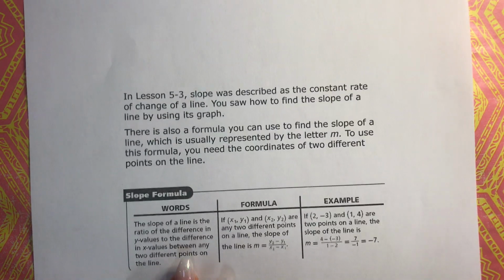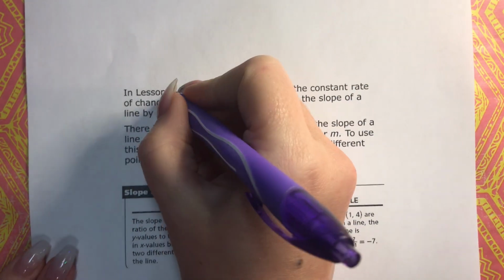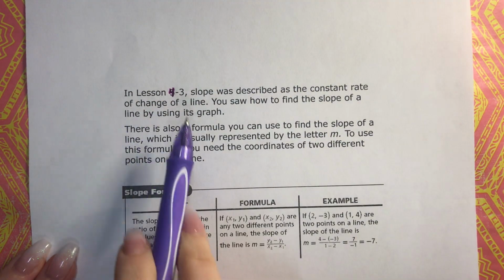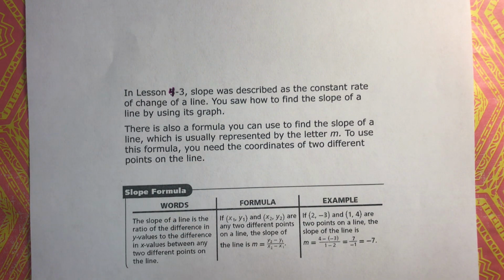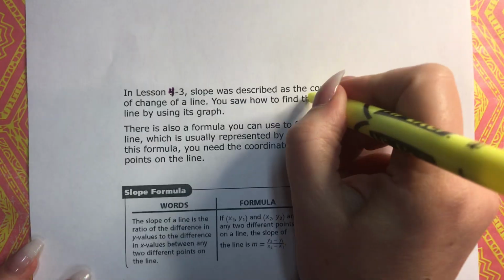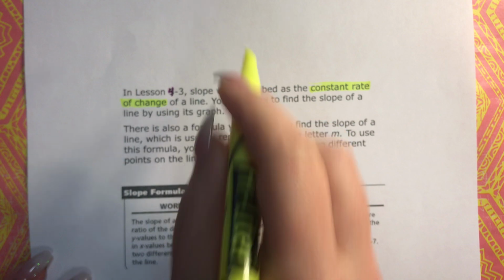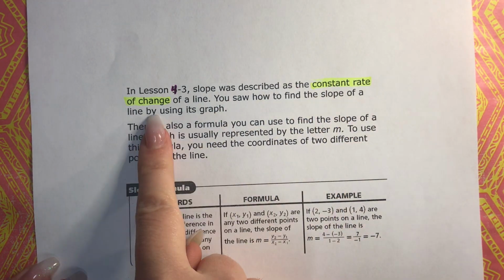Okay, so in lesson, this is supposed to say 4.3. In lesson 4.3, slope was described as the constant rate of change. Remember, it wasn't just the rate of change. That rate of change had to be constant, which means it has to be the same, okay? So the slope was described as the constant rate of change.